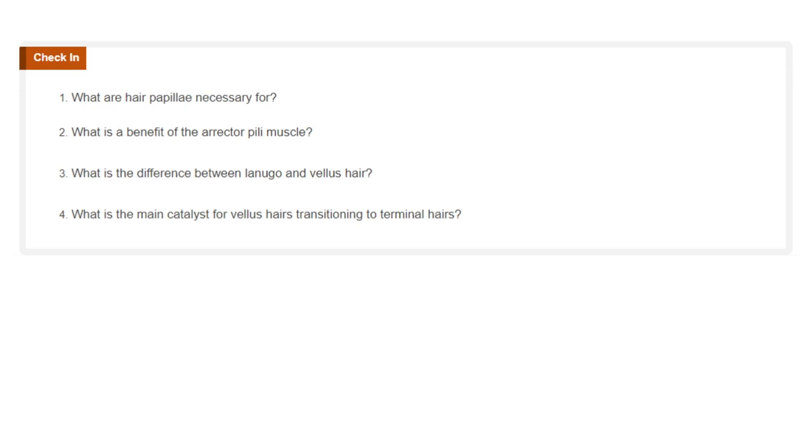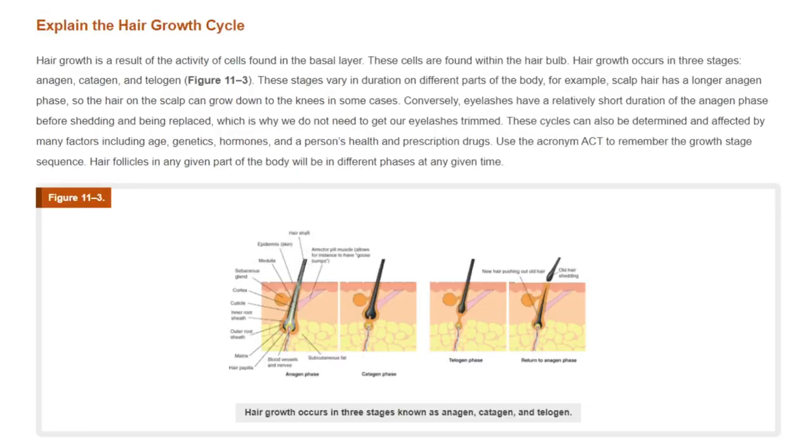What is the benefit of the erector pili muscle? What is the difference between lanugo and vellus hair? What is the main catalyst for vellus hairs transitioning to terminal hairs? Explain the hair growth cycle.